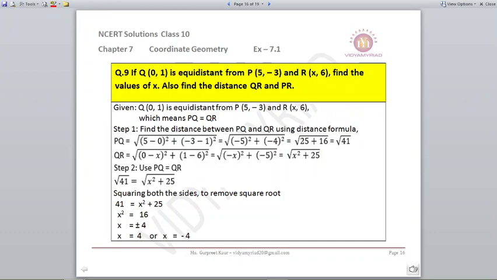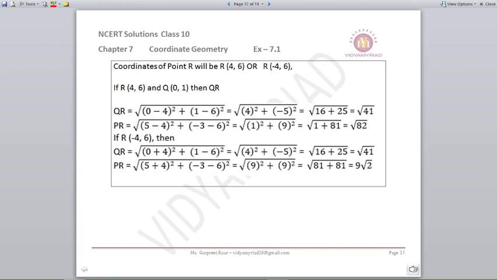So there are two values of x, and they are also telling us to find the distances QR and PR. In the first case we will take positive 4, and in the second case negative 4. When we take positive 4, QR comes out to be root 41 and PR comes out to be root 82 using x as 4. When I take x as minus 4, again QR comes out as root 41 and PR comes out to be 9 root 2.